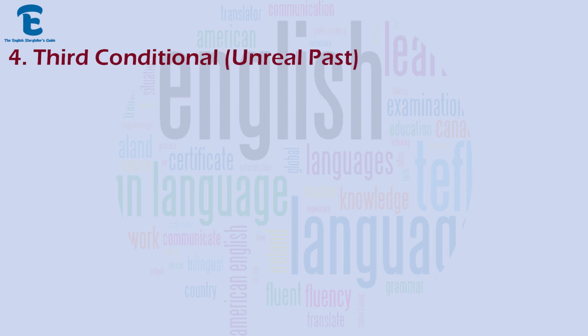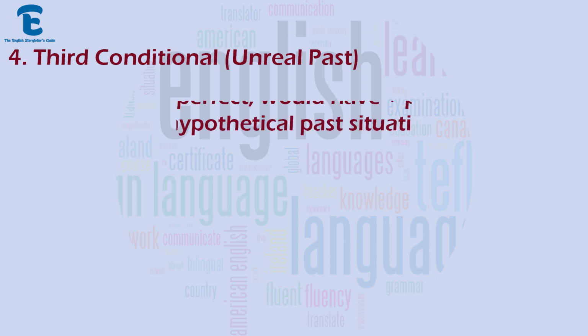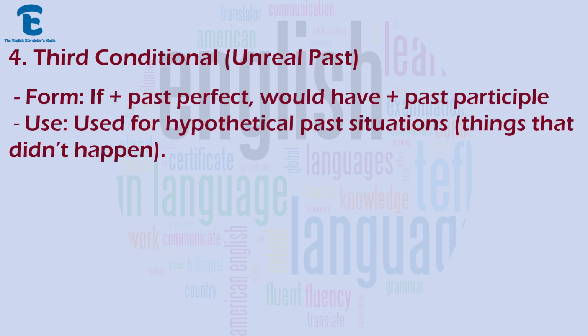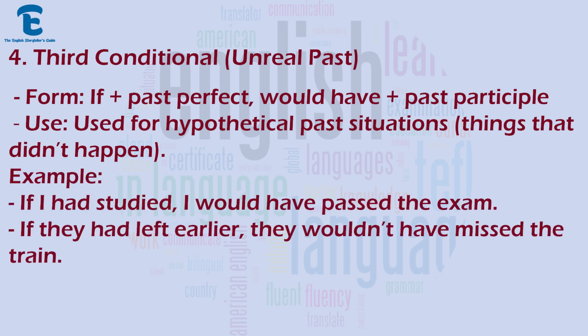Four. Third conditional, unreal past. Form: if plus past perfect, would have plus past participle. Use: used for hypothetical past situations, things that didn't happen. Example: if I had studied, I would have passed the exam. If they had left earlier, they wouldn't have missed the train.